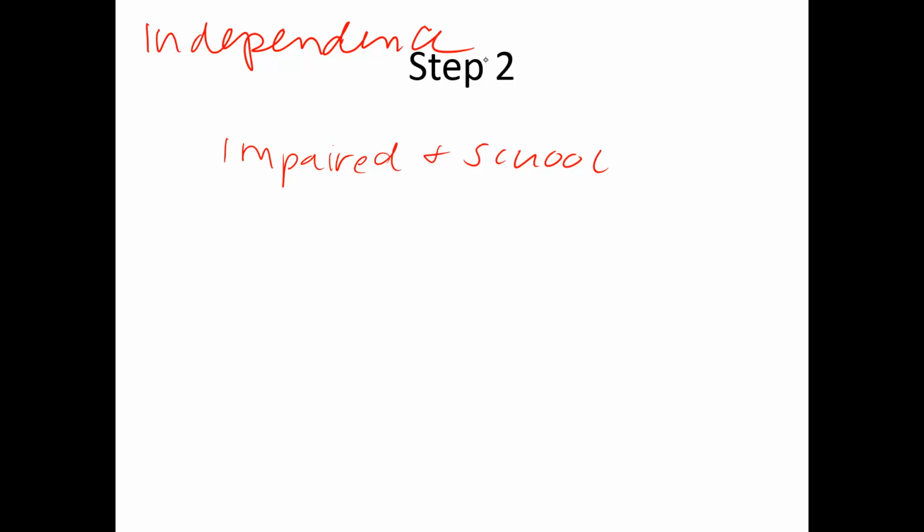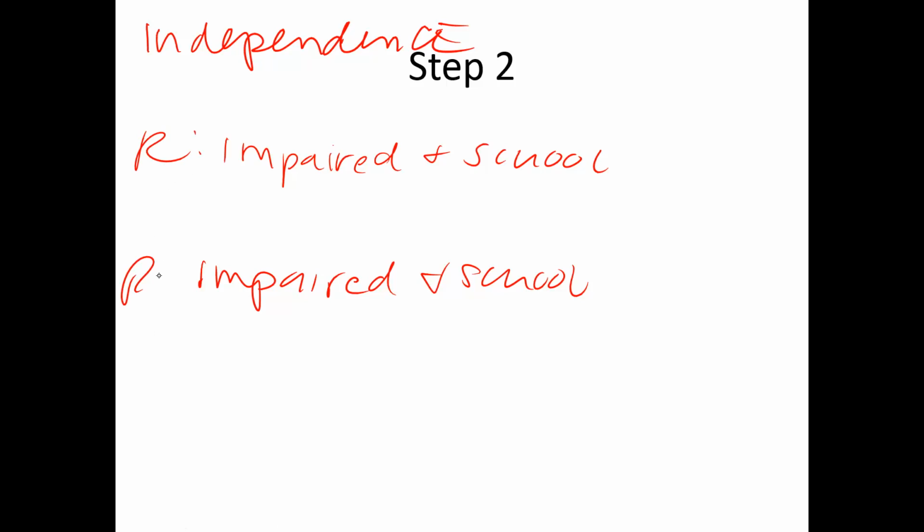And so I am looking at the physically impaired students and what school they're at. So I have 2 variables. So that makes this an independence test, because I have 2 variables at once. And then I'm going to do the same thing again here, impaired, and the type of school they're at. So for my research hypothesis, I'm essentially going to say that my observed values are not equal to my expected values.